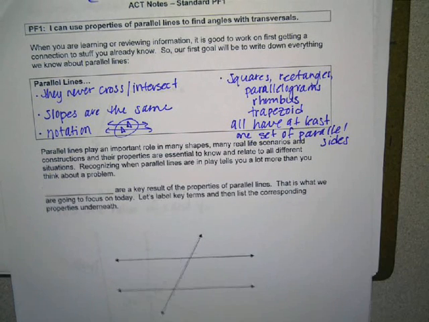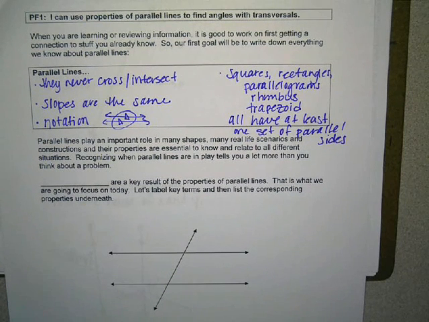So parallel lines play an important role in many shapes, many real-life scenarios. What's a real-life scenario where it would be an issue if the lines weren't parallel? Architecture, buildings. I mean, not that all lines are parallel in a building, but probably some lines better be, otherwise your building's going to fall over.